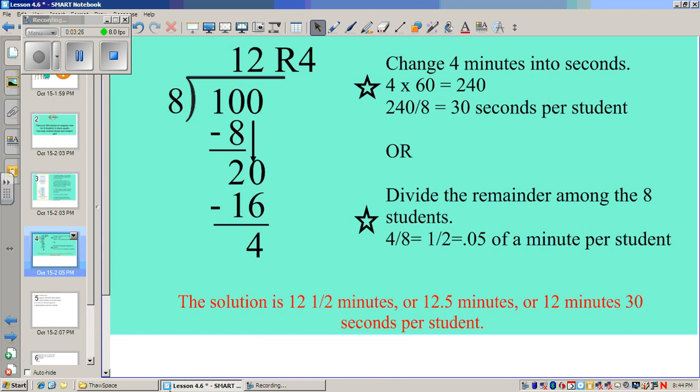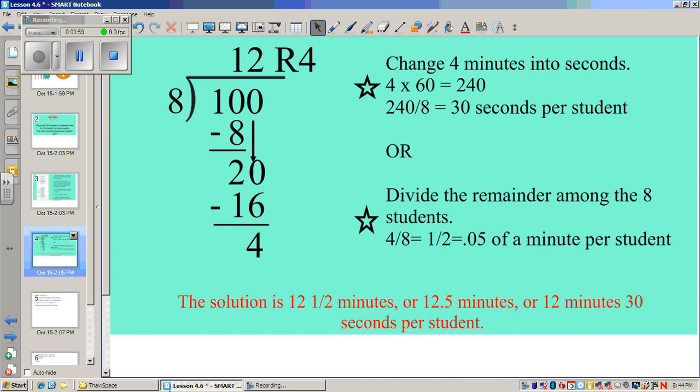So in this case, we decided to use the remainder and add it to each of the students' minutes. So each of the 8 students are going to get 12 minutes, but because we are using it all, instead of giving somebody else all the time, it makes it fair to give each student another half of a minute, or 12.5 minutes. So in this case, we used the remainder. We represented it as a decimal or fraction or as a whole number. And in this case, it's really like 30 seconds.